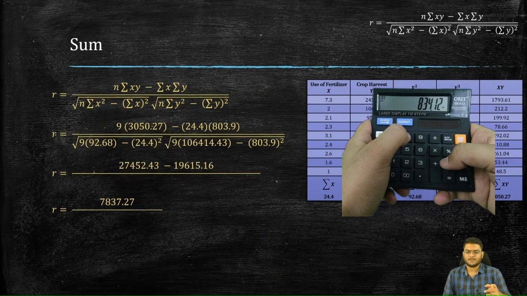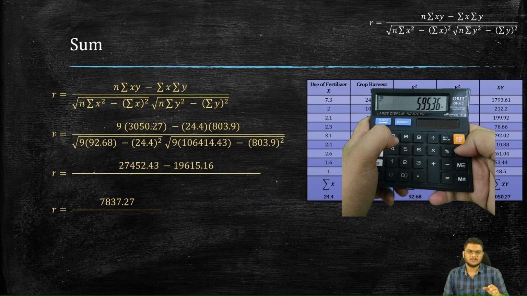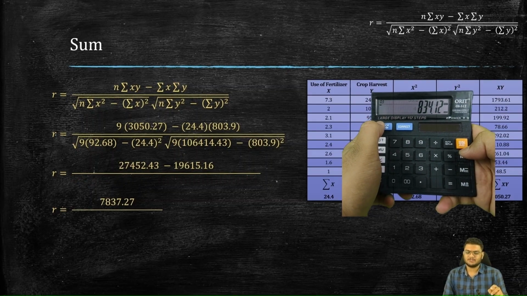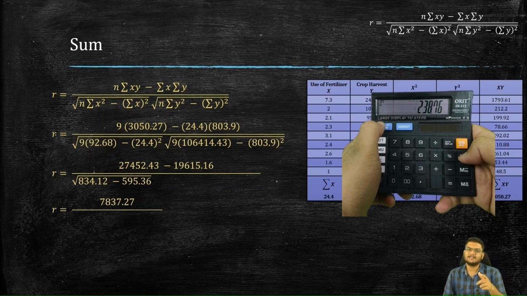Now clear all the memories on your calculator and follow the next step, that is 9 multiplied by 92.68 M plus and 24.4 multiplied by 24.4 M minus. Now press the check button 3 times. You will get the value, that is 834.12. Again press the check button 3 times. You will get the next value, that is 595.36. And when you press MRC, you will get the deduction, that is 238.76.